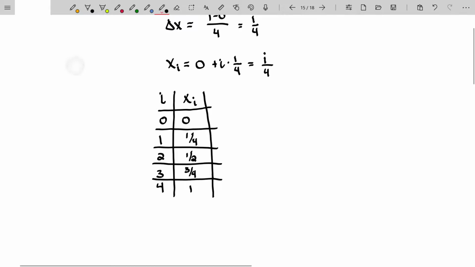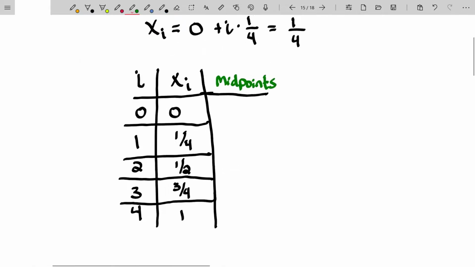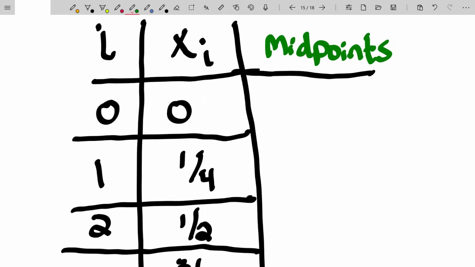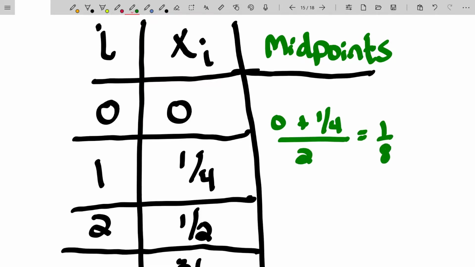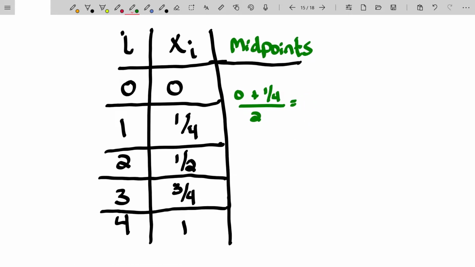Not bad. And now what we're going to do is compute the averages. This is just what's halfway between 0 and 1/4, or you average 0 and 1/4. So that'll be 1/8. That's halfway between 0 and 1/4. Hard to see there, sorry about that. And then average 1/4 and 1/2, and you'll get 3/4 over 2 or 3/8.